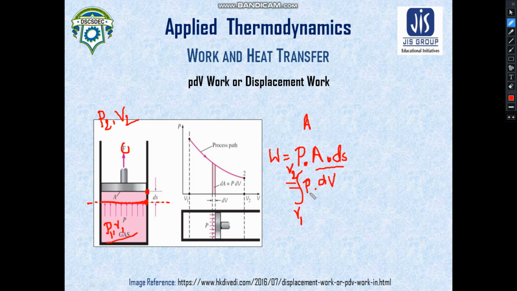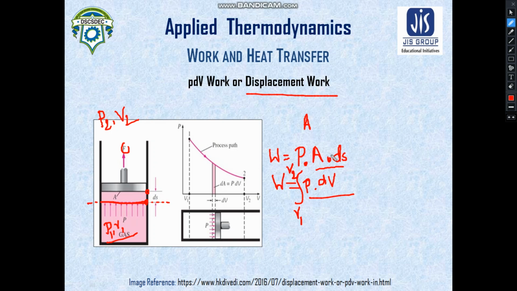So this P can always be expressed as a function of V, so that the work done becomes very easy. Okay, so this PdV work or displacement work is now explained to you. I hope you have understood.